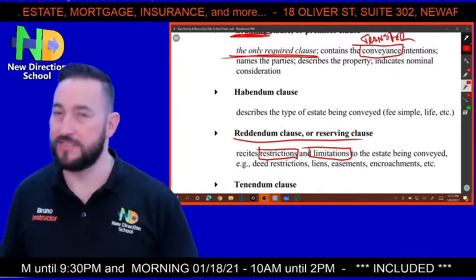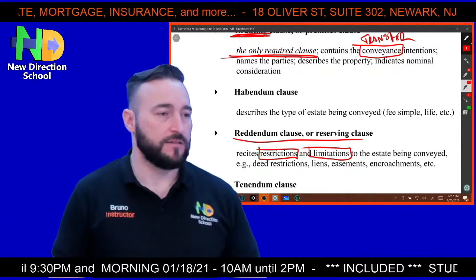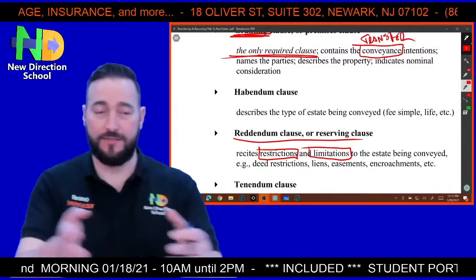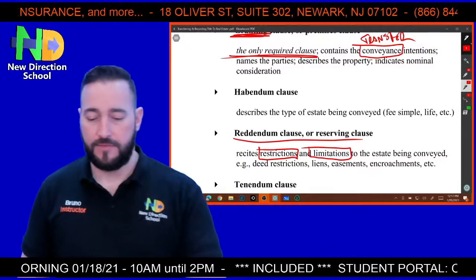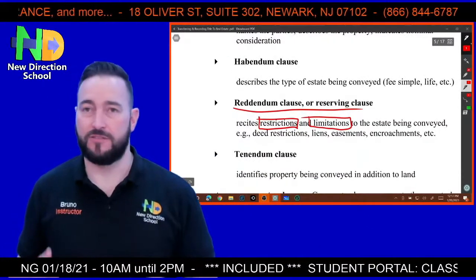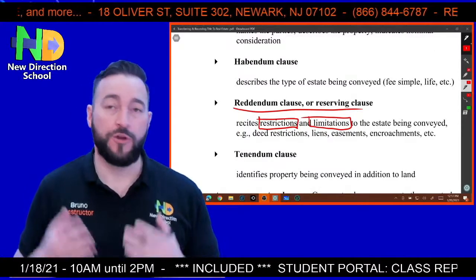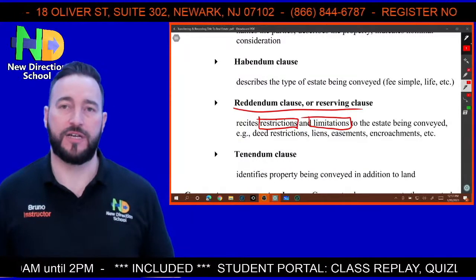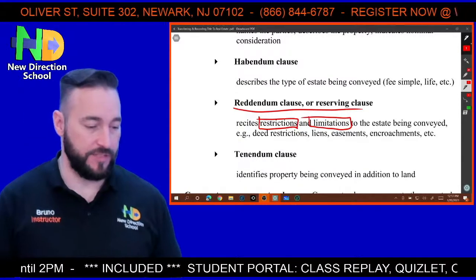A granting clause that says, I transfer. The habendum clause that says, it's yours to have and to hold based on this, right? And then the reddendum, which is deed restrictions, what you can and cannot do with the property. Pretty much just understand what must be in every deed, okay?